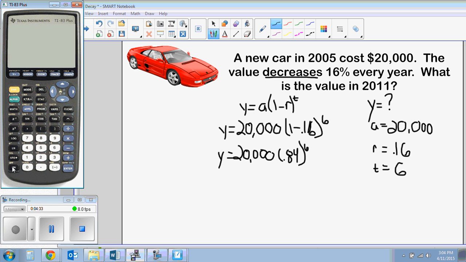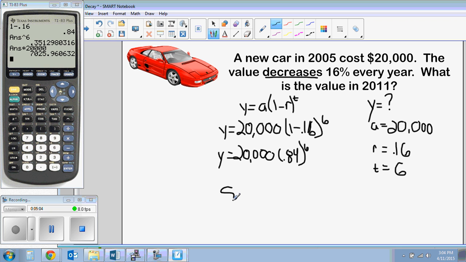So I go over to my calculator, I'm going to double check and do 1 minus 0.16, we get an answer of 0.84, which is what we had. We're going to raise that to the 6th power. We get 0.35129803116, which is a really kind of ugly number. We're going to multiply that by 20,000. I hit enter. And again, this is money, so I have to make sure I'm watching how I'm rounding. And that car in 2011 is going to be worth $7,025 and 96 cents. Again, you just have to watch out for the rounding, just like we were the day before. So this is my answer.